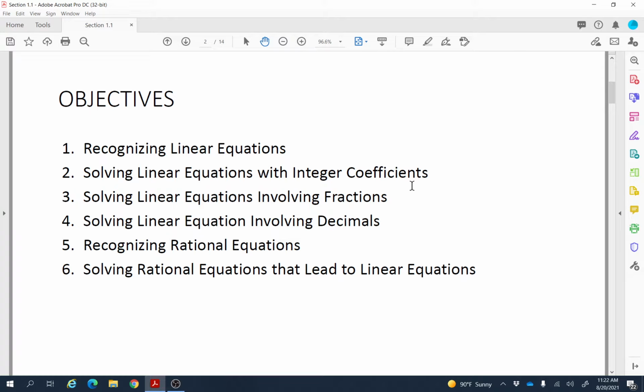These are the objectives. We try to recognize linear equations. We solve linear equations with integer coefficients, and also linear equations where you have fractions and decimals, and we try to recognize a rational equation as well. Solving rational equations that lead to linear equations.